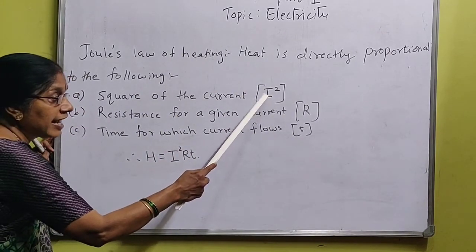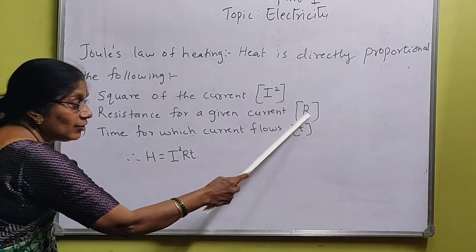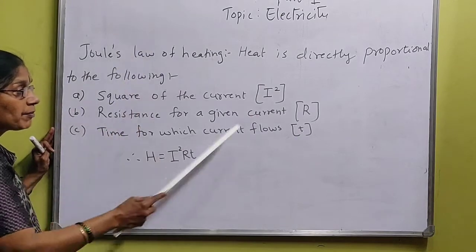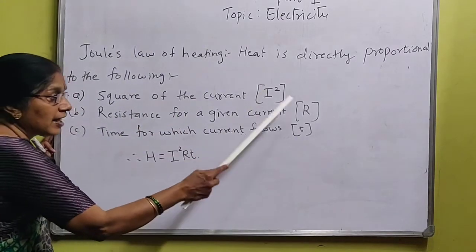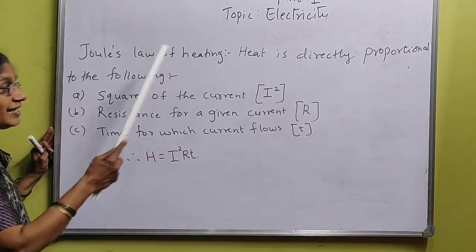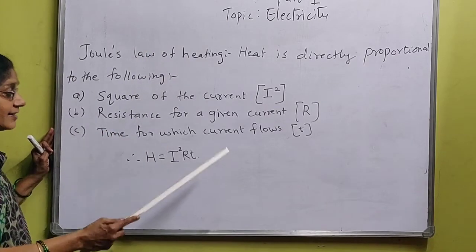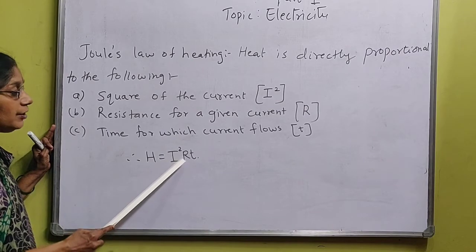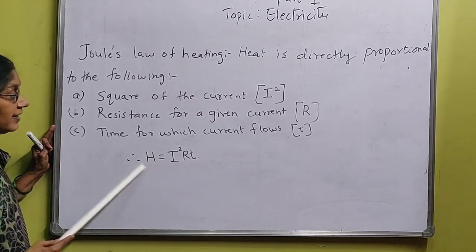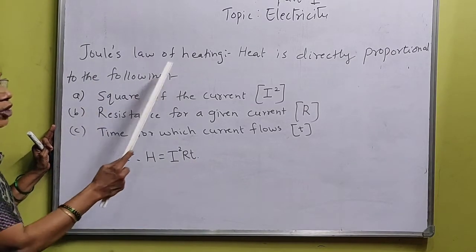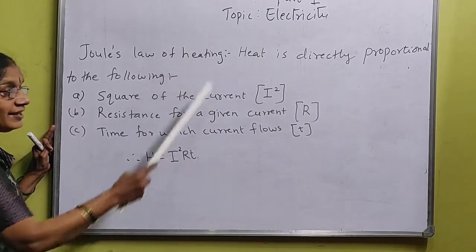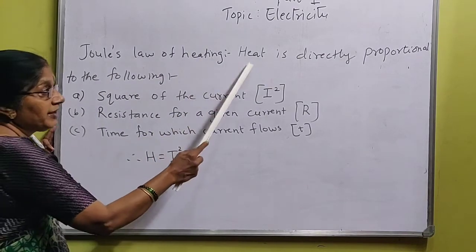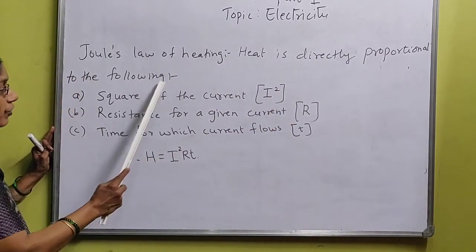I is given in ampere, R is given in ohms and T is given in seconds. So heat is directly proportional to I square, R and T. So we can say that heat is equal to the product of I square into R into T. This is Joule's law of heating. You have to remember this. This will be asked for 1 mark. What is Joule's law of heating? Heat is directly proportional to the following.